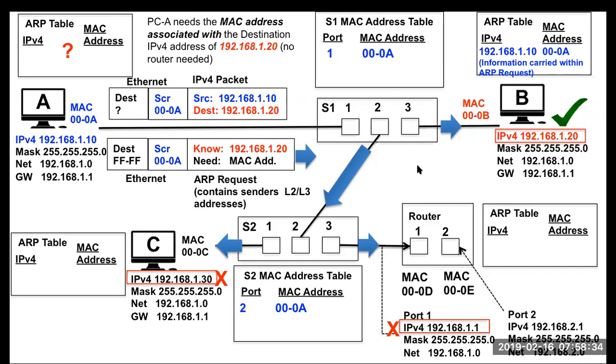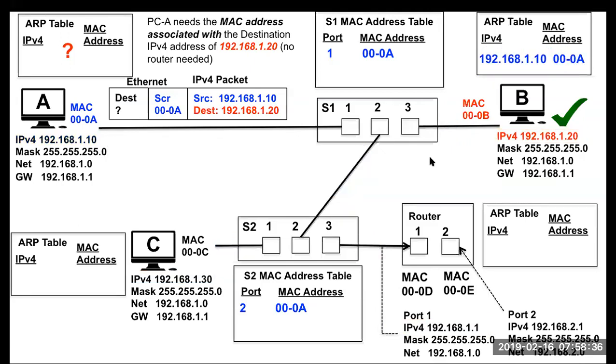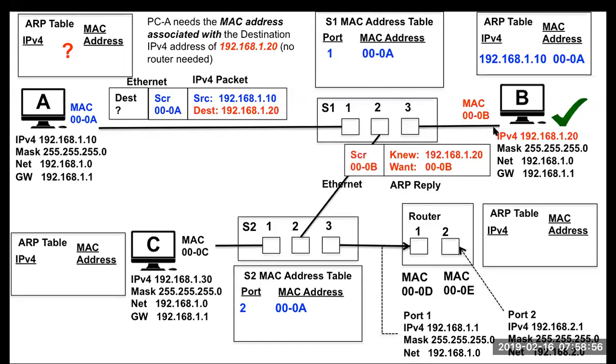Okay, so let's do the ARP reply now. PCB is now going to put together an ARP reply. It says, this is what you were looking for. This is known as the sender's IPv4 address and the sender's MAC address. This is what you were looking for. You knew my IPv4 address, but this is what you want, 000B. I'm sending this from my MAC address, the Ethernet frame. So here's the ARP reply message.